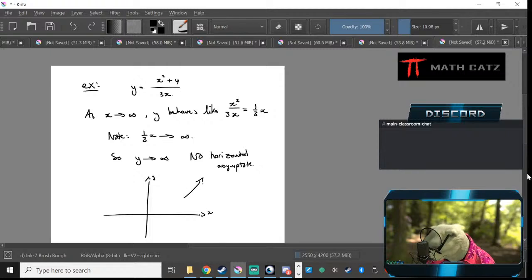All right, we went a little bit over. That's okay. And we'll touch on asymptotes again a lot later on. But for now, that is the end.